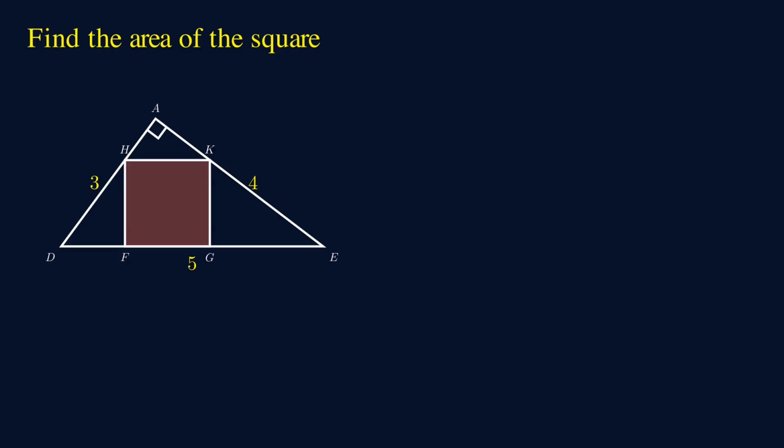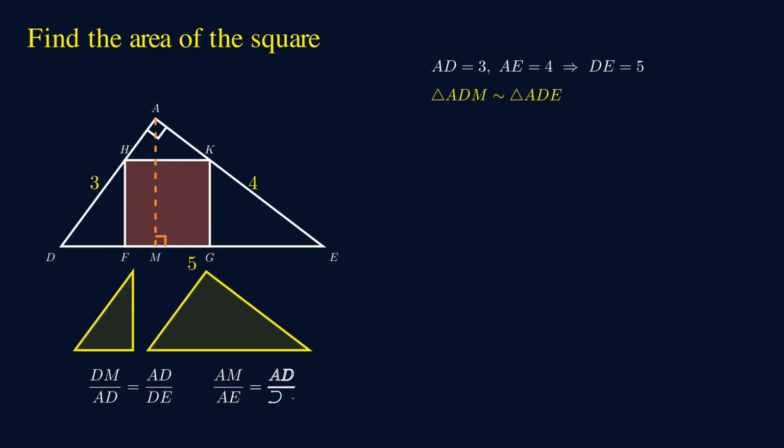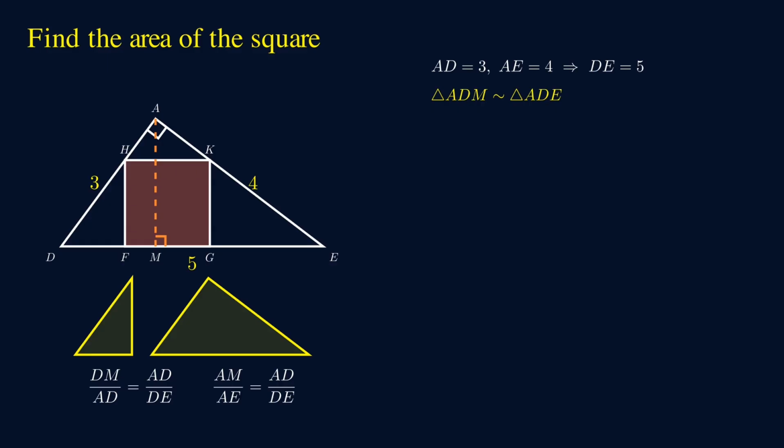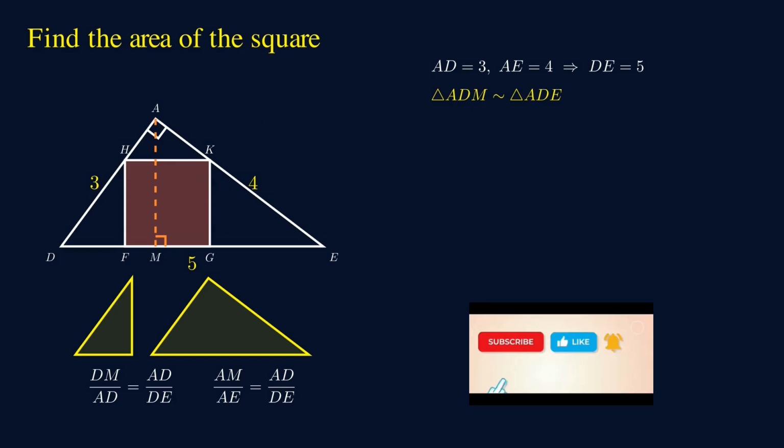First, we drop a perpendicular from point A straight down to the hypotenuse. Let's call the point M. This creates two smaller right triangles inside the original one, and this is a classic result. Both of those smaller triangles are similar to the big triangle. That similarity gives us very concrete information.